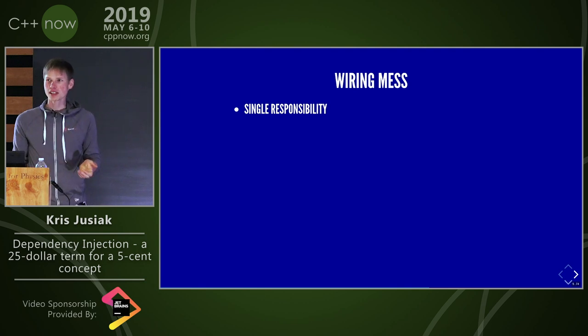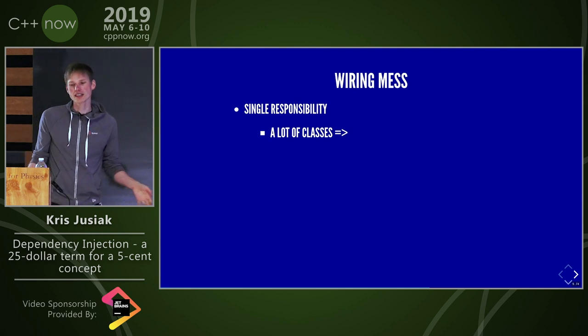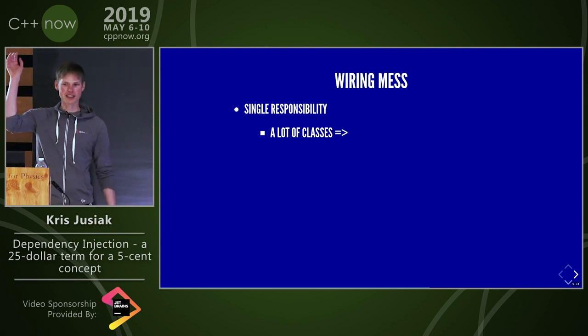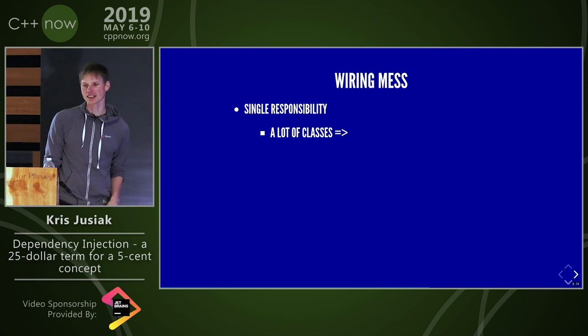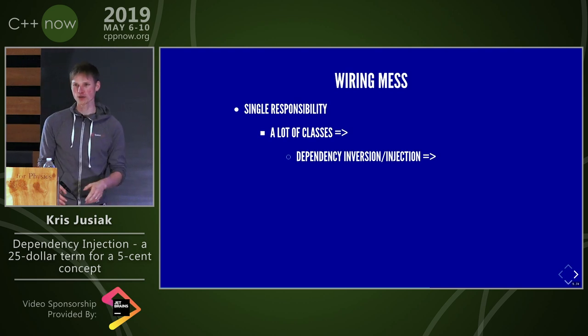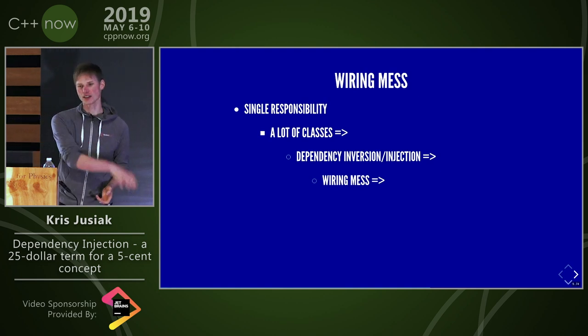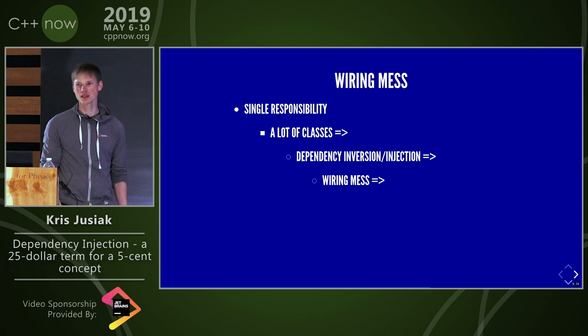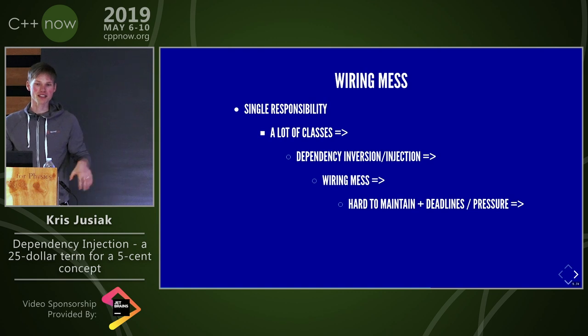And how do we get there? We have single responsibility, which introduces a lot of classes, right? Tons of classes. Everyone's seen that, when we open the IDE and can't see how many classes there are. After that, we introduce dependency inversion and injection, so we pass them through the constructors. Great. And we introduce the wiring mess after that, because main got bigger and bigger the more dependencies we had. So all of that gets hard to maintain after a while.